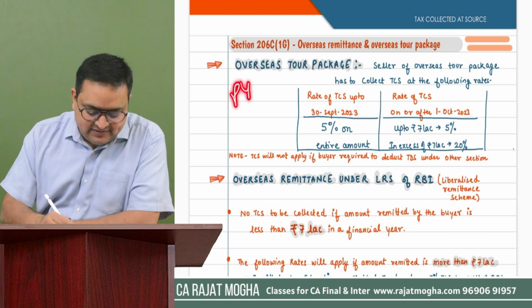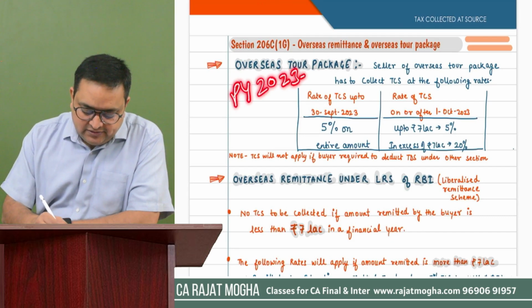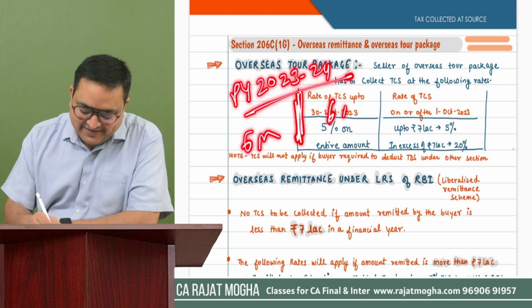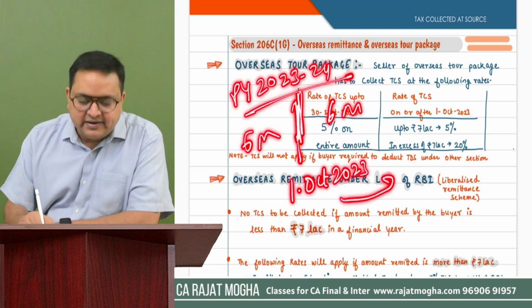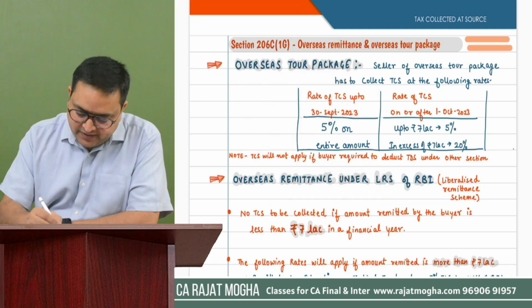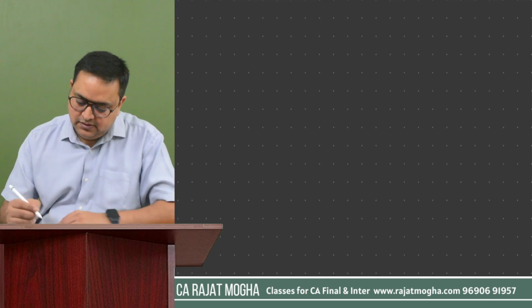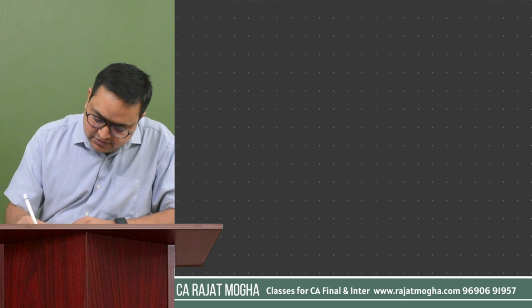We are doing previous year 23-24, right? So 6 months here, 6 months here, exactly at the middle of the year. 1st October 2023, the rate is a bit changed. Let me explain this to you. So let's say this person is a tour operator.